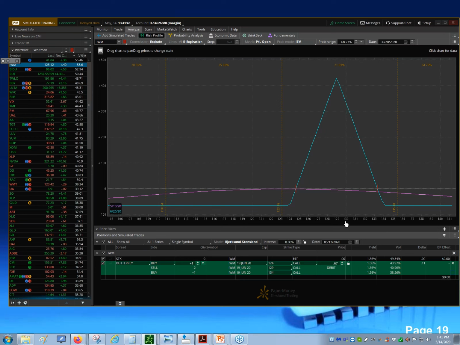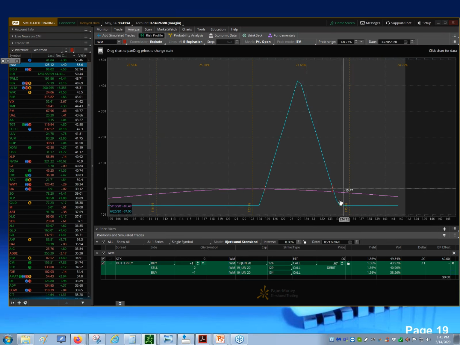Let me slide this over a little bit. So you can see we've got risk to the upside, risk to the downside on this, right? Now, max profit is pretty good on this versus our loss, but think about it. We don't have a whole lot of room to be wrong. If it rallies too much, we're wrong. If it goes down too much, we're going to be wrong as well.